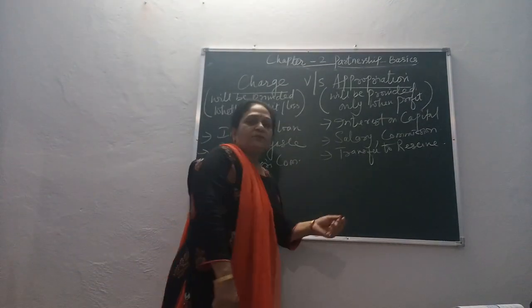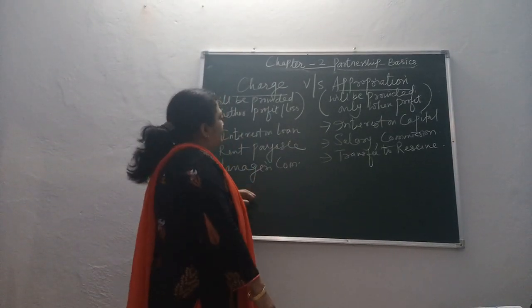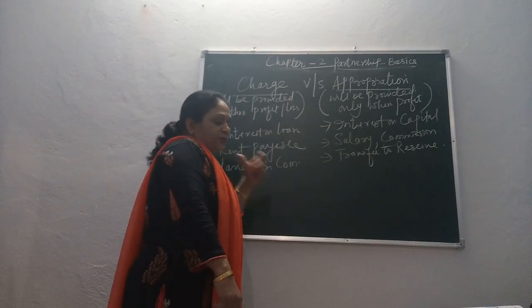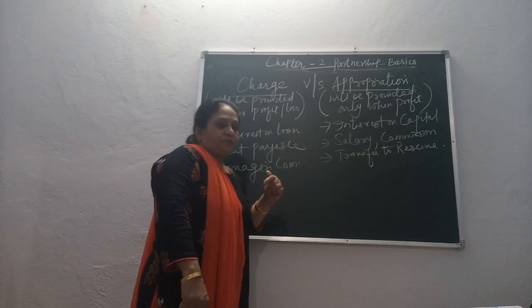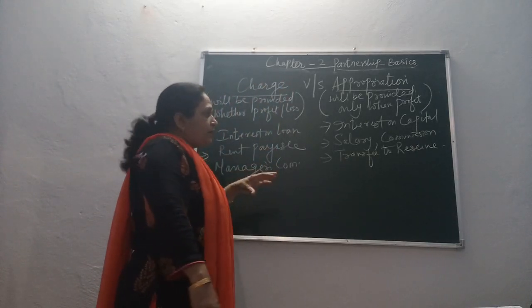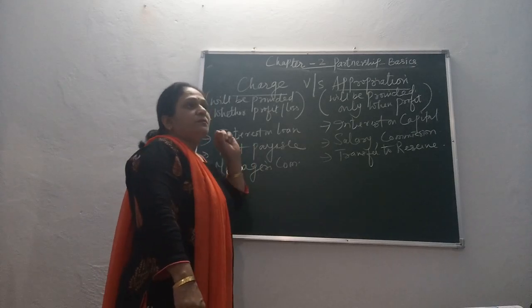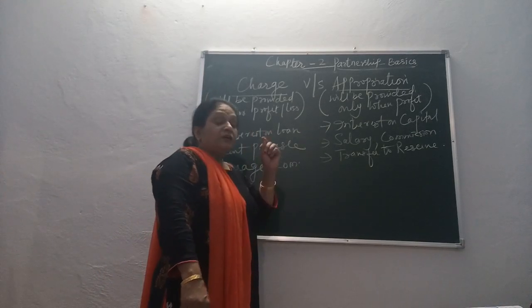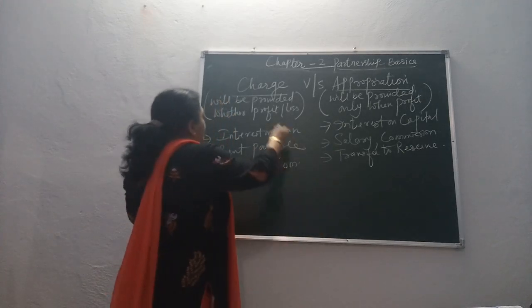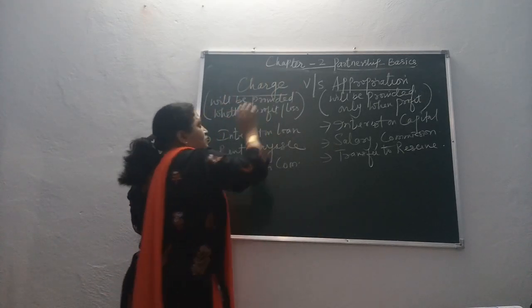Children, the next topic which we are going to start is regarding an item or a particular thing in a partnership which can be treated as a charge or an appropriation. A particular item or figure which is to be recorded as a charge or as an appropriation. Now, what do you mean by the word charge?